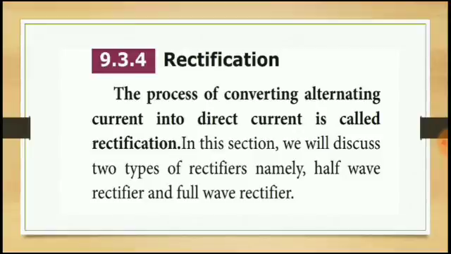Today I am going to revise the half of the ninth lesson. Okay students, we start from the rectification process. The process of converting alternating current into direct current is called rectification. So this is the rectification process, and rectification is a 2-mark question.